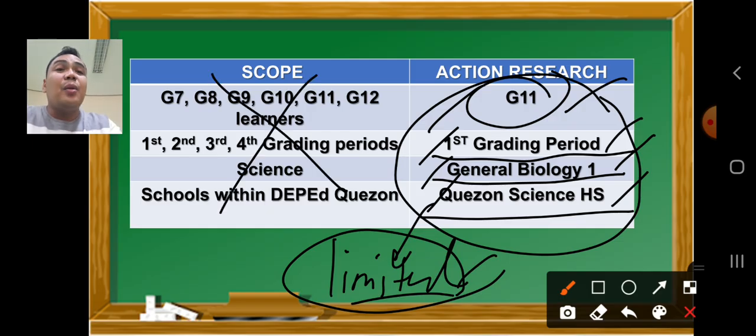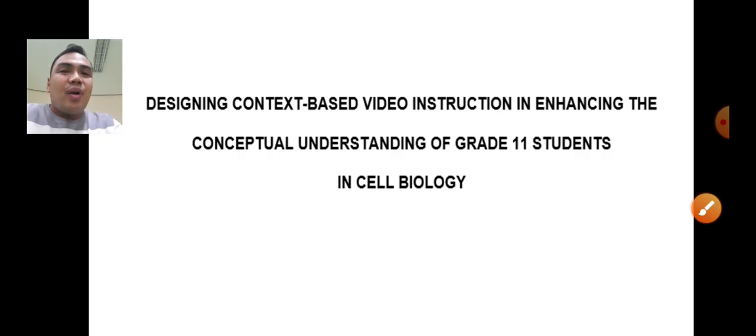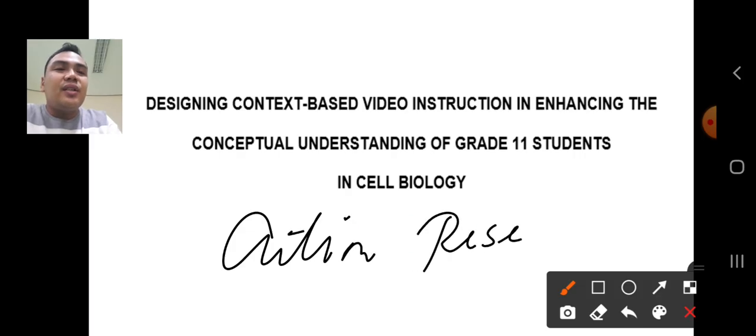It is not broad. Moreover, the main objective of action research is to solve an existing problem in a very limited scope. So that is action research. Okay? So therefore, the researcher formulated this study entitled Designing Context-Based Video Instruction in Enhancing the Conceptual Understanding of Grade 11 Students in Cell Biology. So this is the title of an action research.